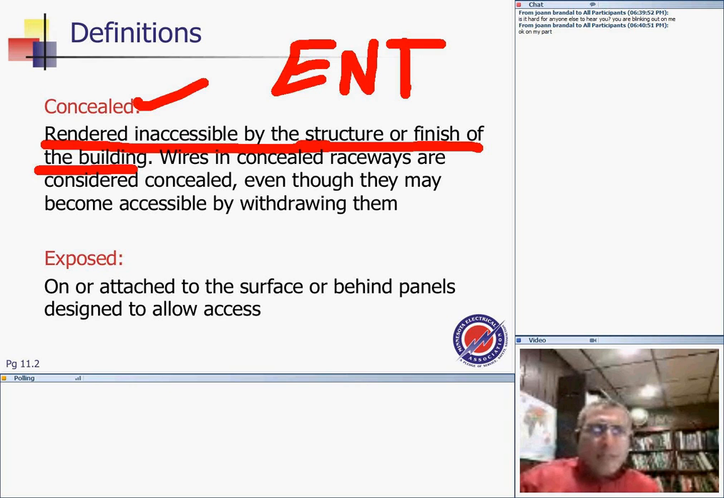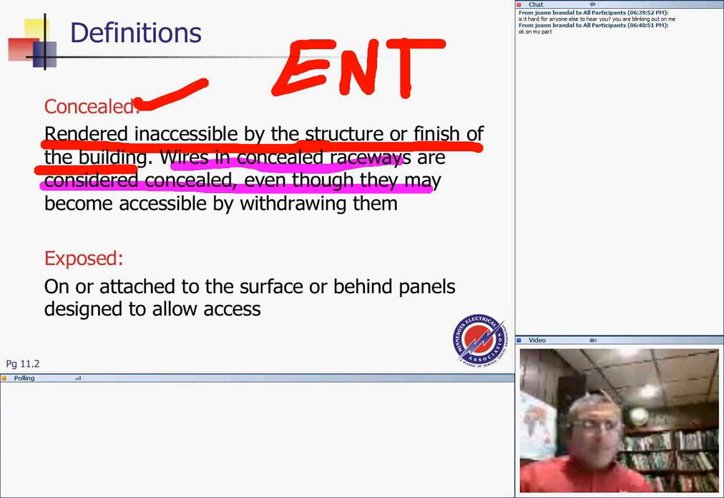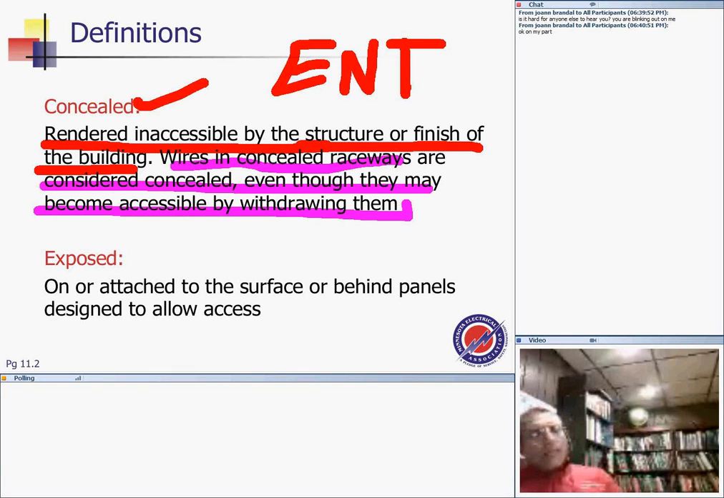A couple of things, guys, about concealed, and that's the reason we brought these, because it's related to the ENT. If you have wires inside the conduit, even though they're concealed, they're considered accessible because the conduit is hollow. Wires in concealed raceways are considered concealed, even though they may be accessible by withdrawing them. They are considered concealed even though I can pull them, but you can't pull the conduits. Keep this in mind, guys.